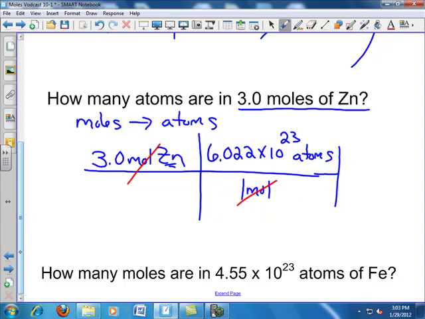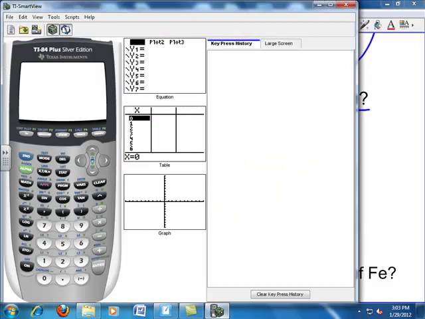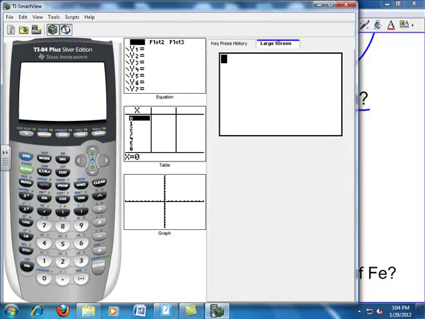Now, to do this math, one of the things you're going to have to do is put Avogadro's number into a calculator. So here I have a calculator, and we're going to type in the 3.0 moles. Type those in, and we're going to multiply this by Avogadro's number. So you're going to type in 6.022. Now you are not going to use the caret key, you're going to use the exponent key. So you need to find the EE key on the calculator.